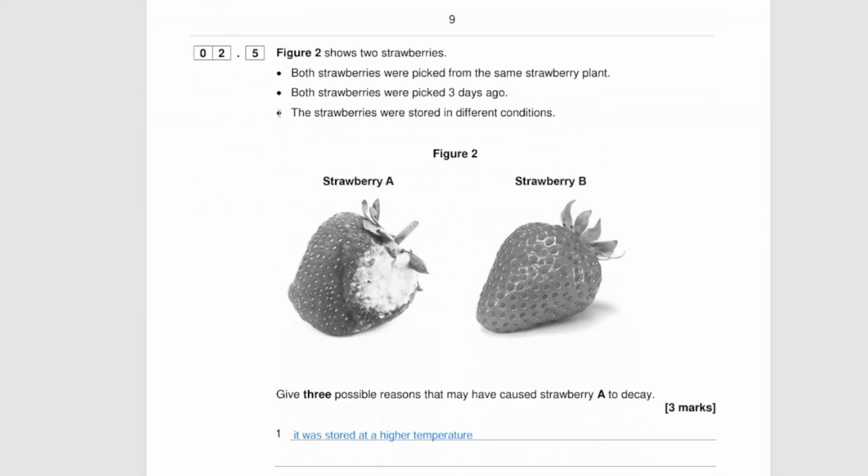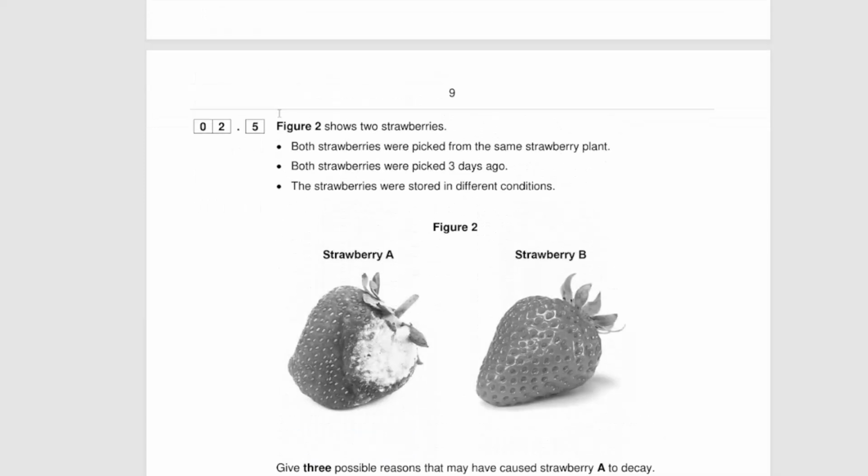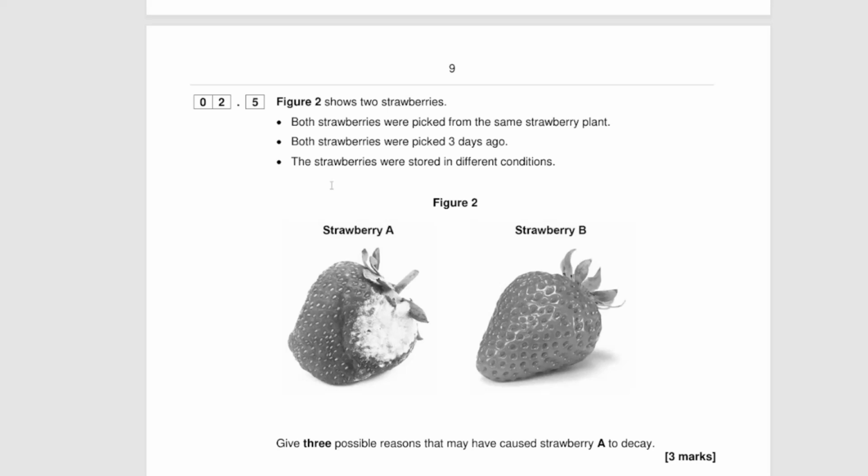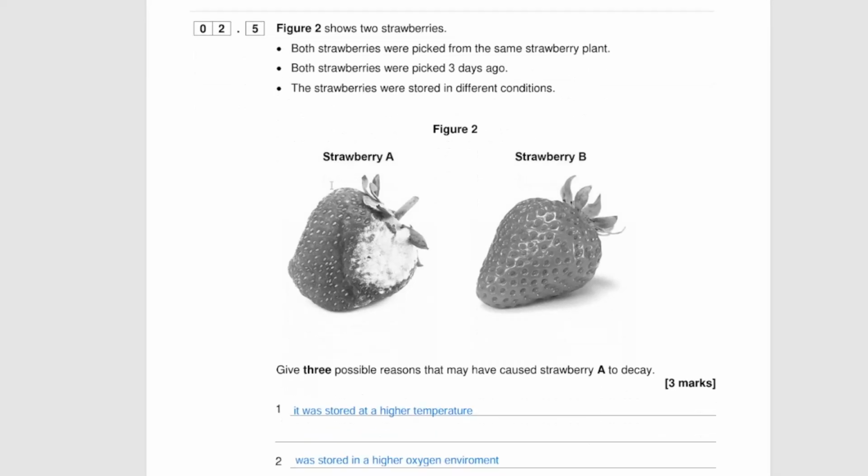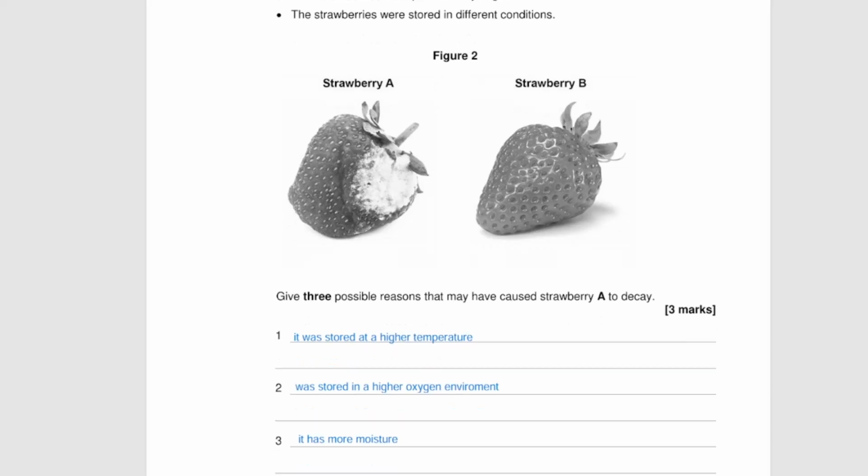Okay, now moving on to 2.5, figure 2 shows 2 strawberries. Both strawberries were picked from the same strawberry plant. Both strawberries were picked 3 days ago. The strawberries were stored in different conditions. Give 3 possible reasons that might have caused strawberry A to decay. Now, the 3 possible reasons are strawberry A was stored at a higher temperature, strawberry A was stored in a higher oxygen environment, and strawberry A has more moisture.